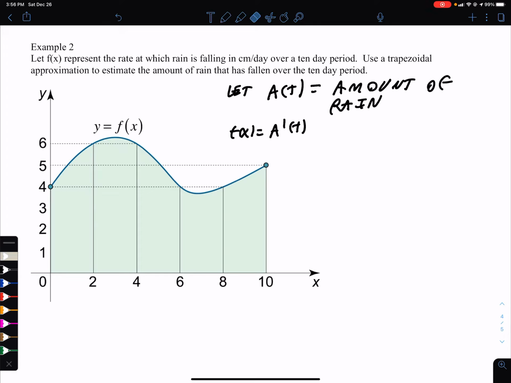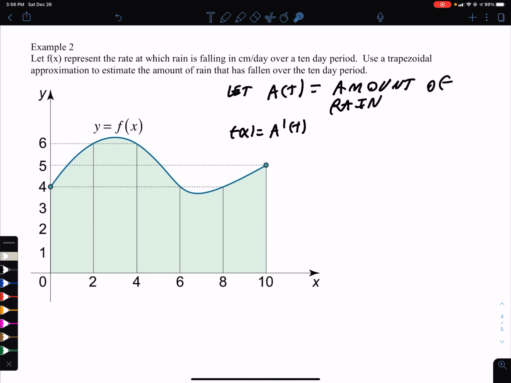So centimeters per day, how much rain is falling. So at exactly time 0, it's 4 centimeters per day. 2 days later, it's 6 centimeters per day. On day 4, it's 6 centimeters per day. On day 6, it's raining less, 4 centimeters per day, and it's changing throughout the time. So that's kind of what f of x is. It's the derivative of the amount of rain. Now, they want you to approximate the amount of rain that's fallen over the 10-day period.